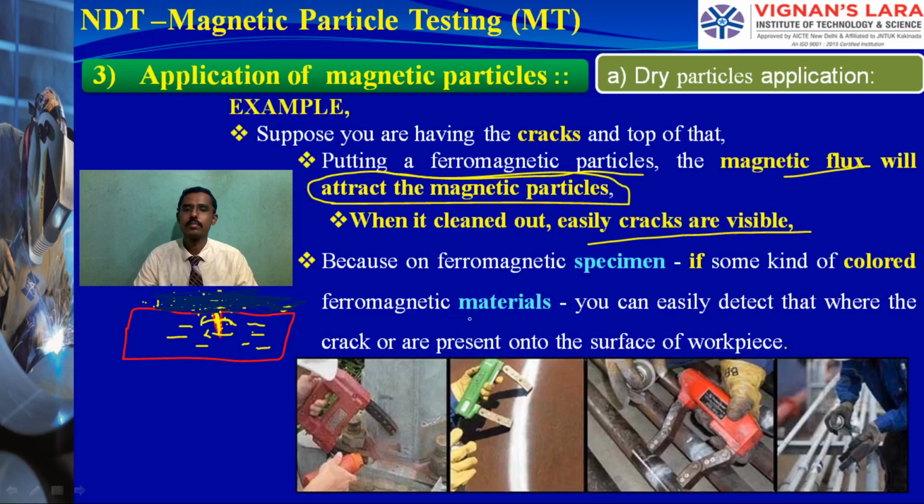Because it is a ferromagnetic specimen, if you use some kind of colored ferromagnetic particles, you can easily detect where the cracks are present on the surface. Maybe a red color, or in my diagram it is yellow; practically the particles will be red. So I'll play one video also. This is the yoke method.